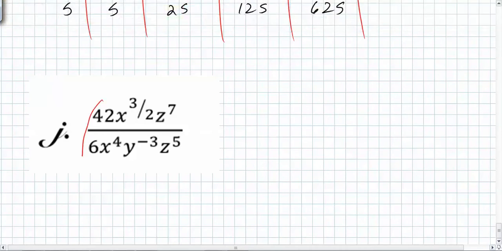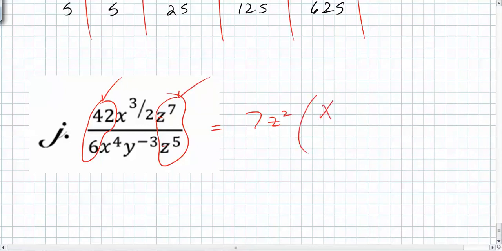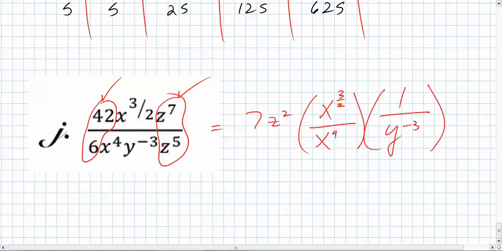So first of all, what is 42 over 6? 7. So we just took care of that. Let's do z's right here. Z to the 7th over z to the 5th. What's that? Z squared, exactly. So we took care of that. What are you left with? X to the 3/2 over x to the what? 4th. And you have 1 over y to the -3. I'm just separating it out. Do you have the same base right there? So what do you do with the exponents? So you have 7z squared x to the 3/2 minus 4.